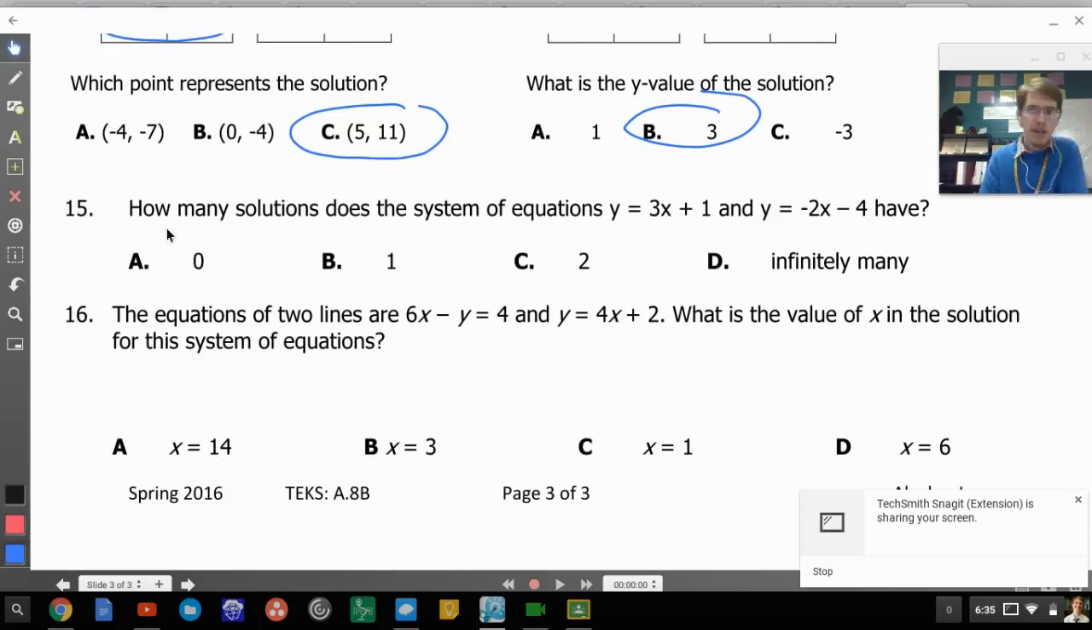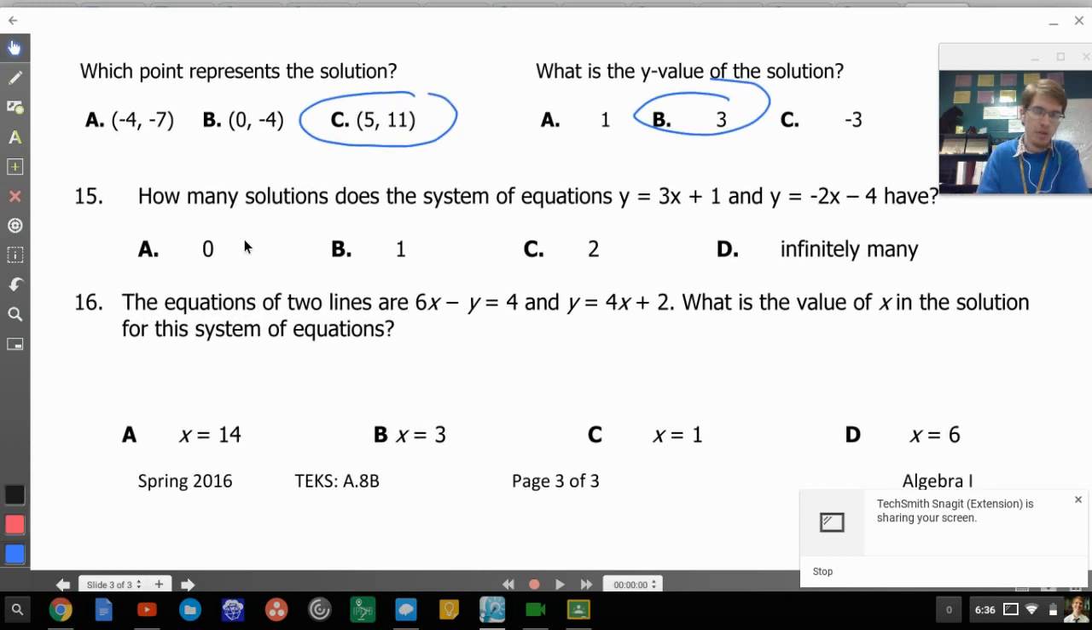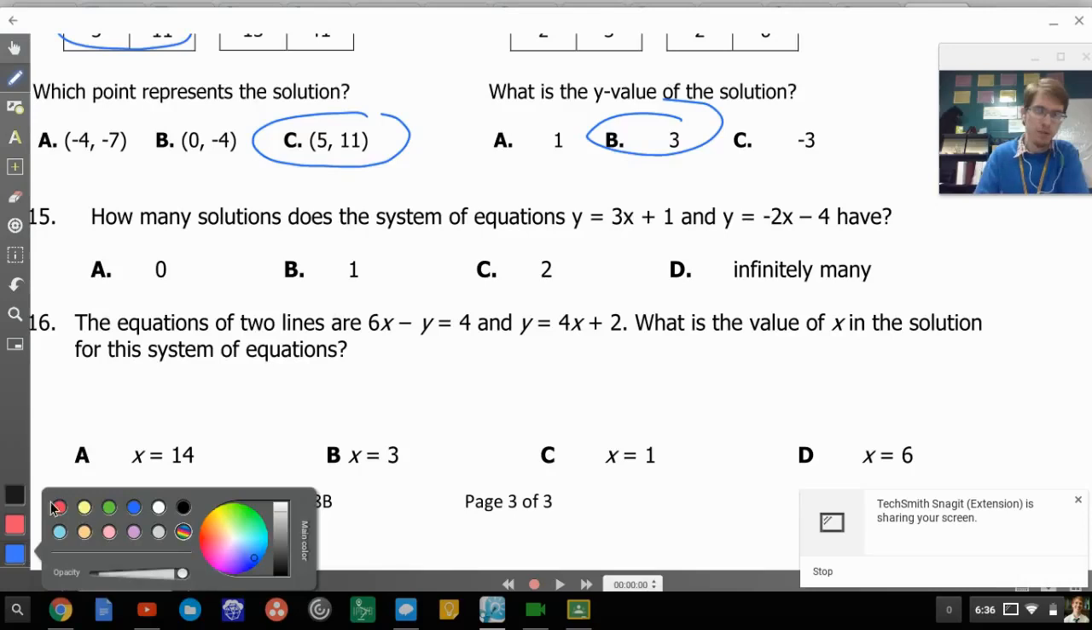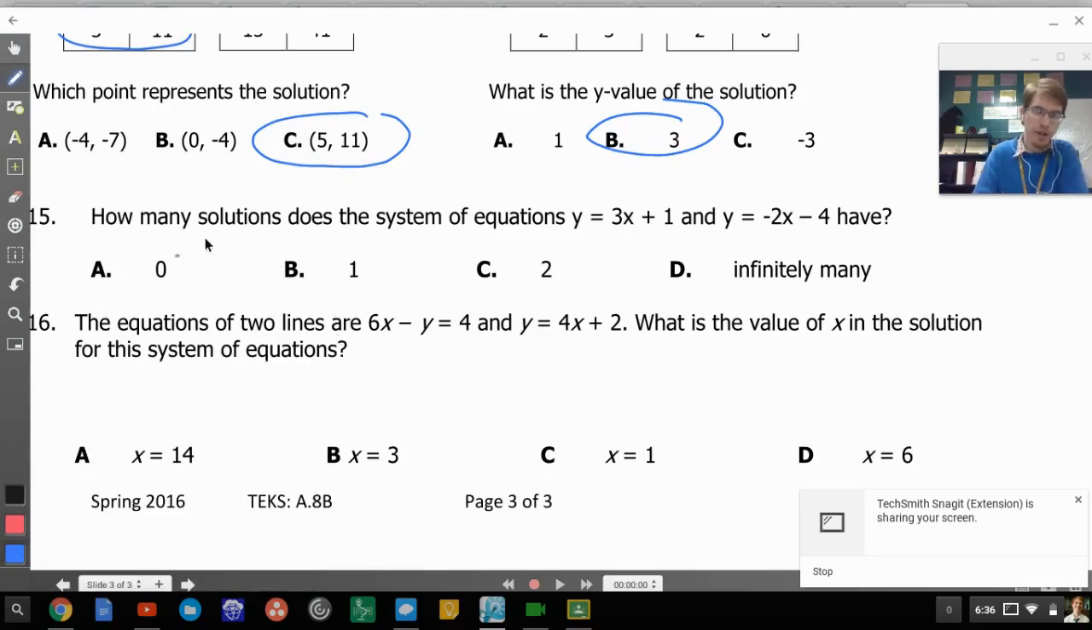All right, 15. How many solutions does the system of equations y equals 3x plus 1 and y equals negative 2x minus 4 have? Okay, so if you graph these two, remember they can either be parallel where they don't intersect at all. That would be 0 solutions. I'm trying to give you a visual here. One solution where they intersect once, or they could be the exact same line and be infinitely many.